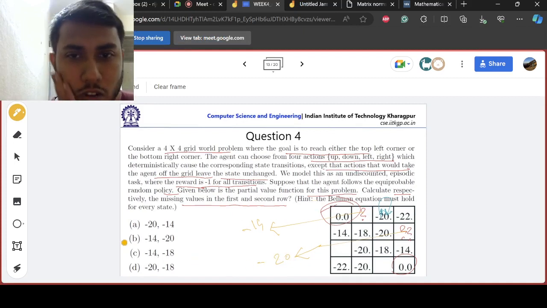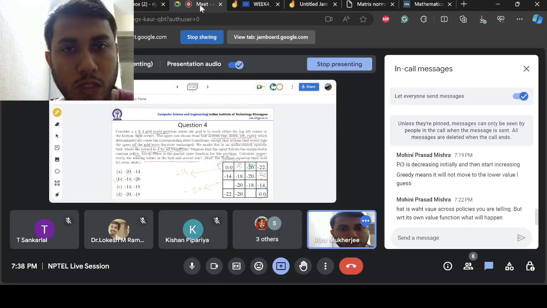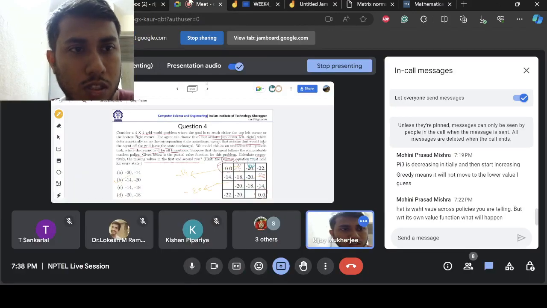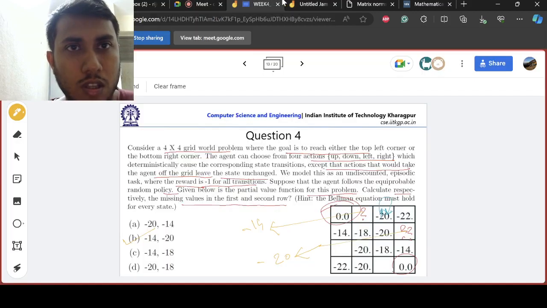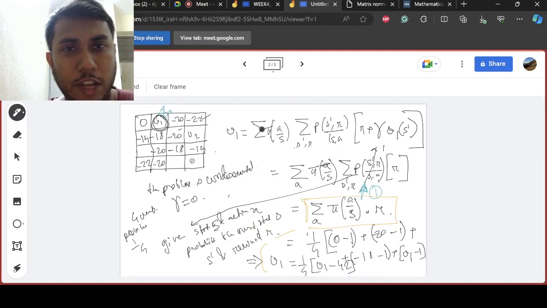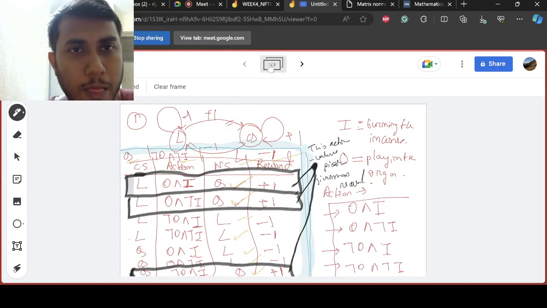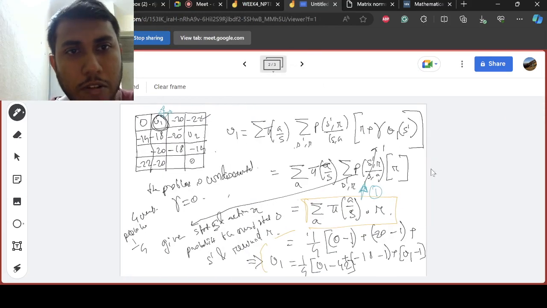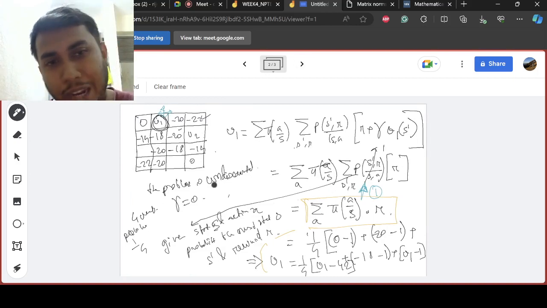So the correct answer is option B, minus 14 minus 20. Okay, so let me share this tab again. So this calculation is basically substituting the values and solving it. So the main trick lies here.